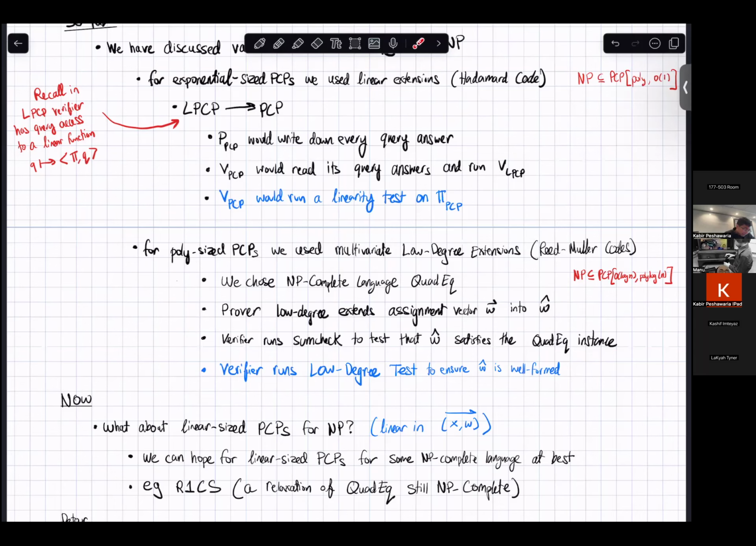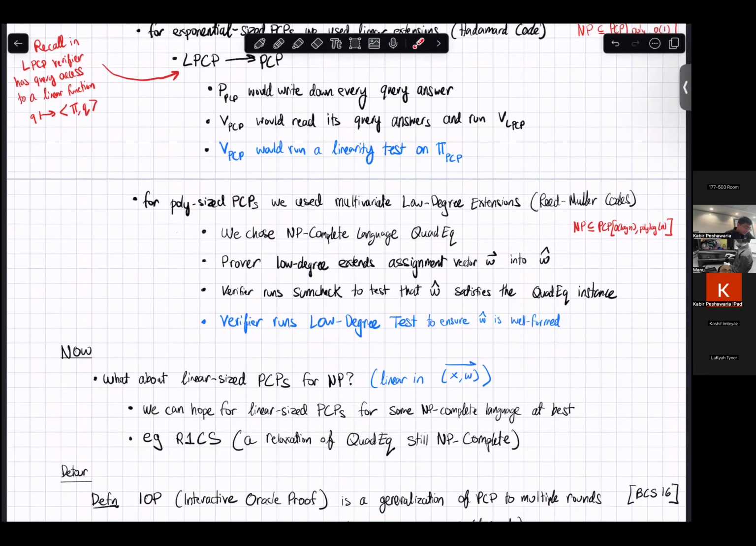And finally, there's this one extra step that I've highlighted here. The verifier runs a low degree test to ensure that W hat is well formed. Specifically that there actually is some binding assignment vector underneath this W, and that some other notion of well formed related to the quadratic terms, which I'll defer to previous lectures if you want to look at those details.